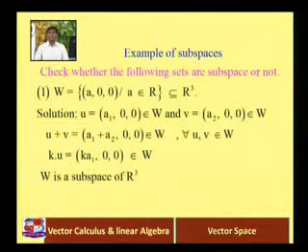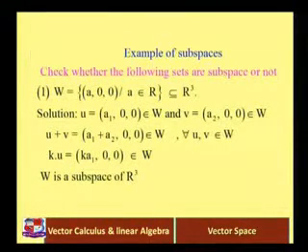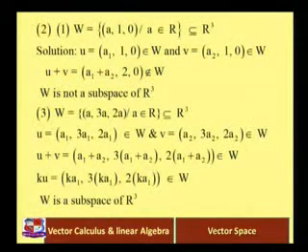So clearly you can see that for this simple set we can easily prove that the given set is a subspace of R3. Here the vector space V is R3 and W is a subset of R3, and we proved that W is a subspace of R3. Now the next example.